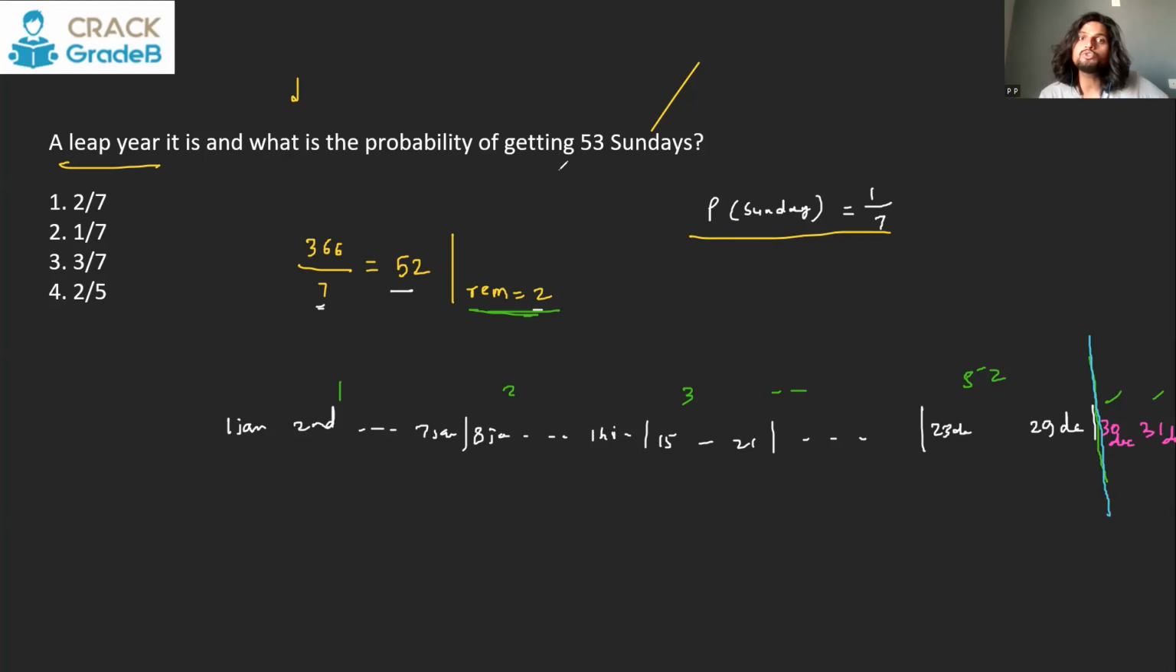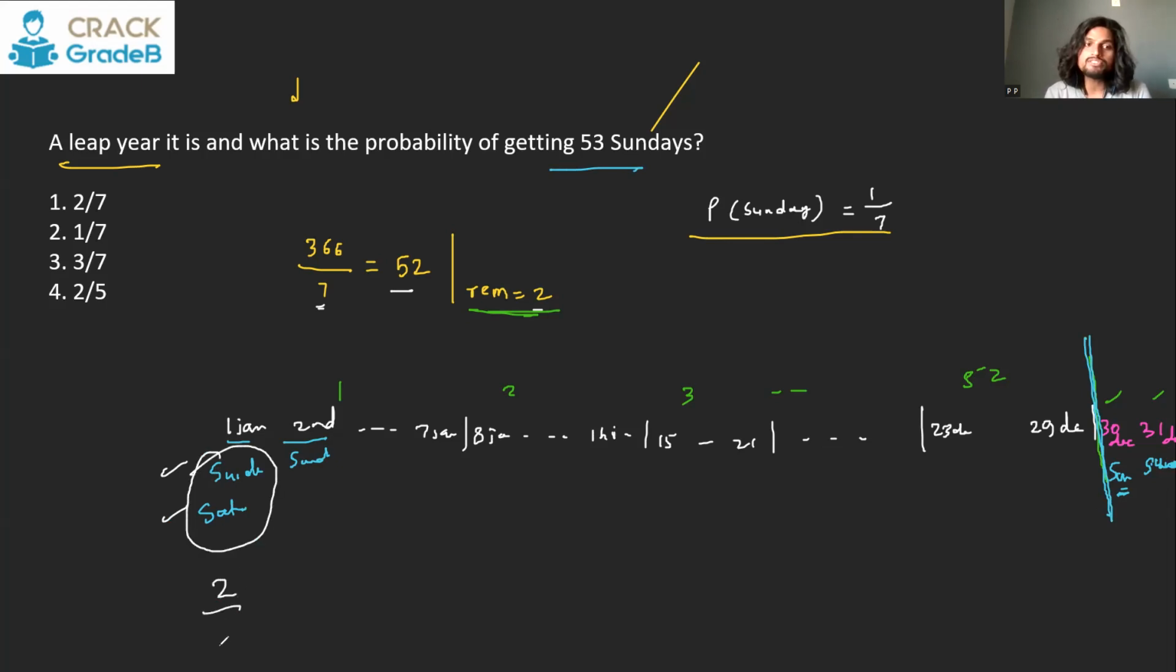If you want the Sundays to be 53, that means this or this has to be Sunday. If this is a Sunday, then that day also is going to be Sunday because proper 52 weeks will happen. The 53rd Sunday will appear on 30th December. Or if this day is Saturday, then this day will be Sunday and then the 31st December will be Sunday. That means 1st January has to be either Sunday or Saturday.